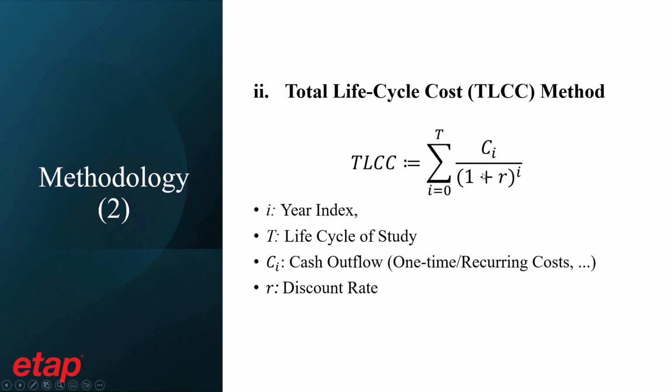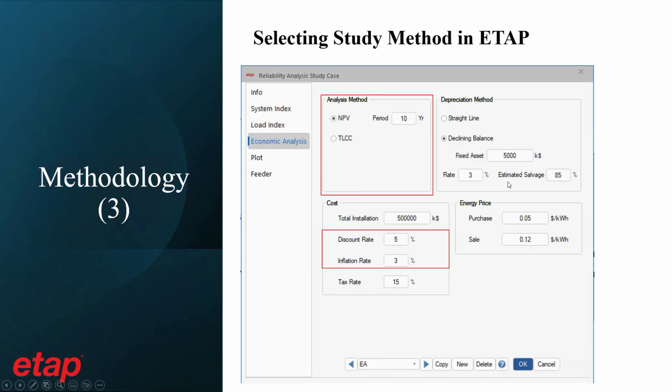So in this formula, this R is the discount rate in presence of inflation rate. In ETAP software, the total of discount rate and inflation rate will be equal to the discount rate that was represented in that formula. And this one needs to be entered in forms of percentages.